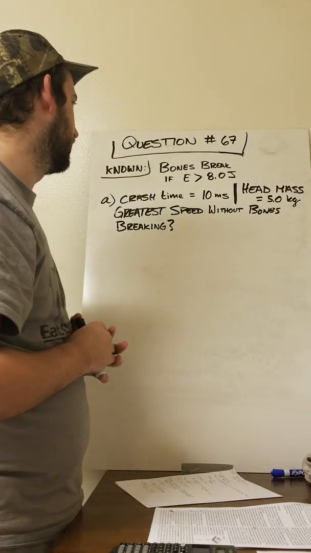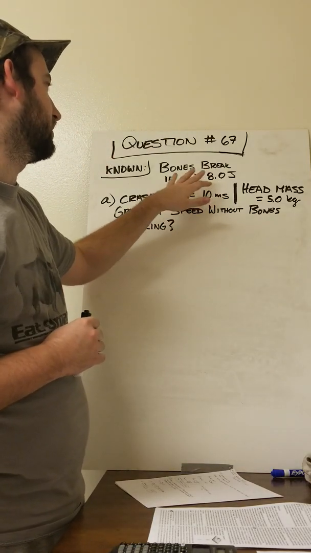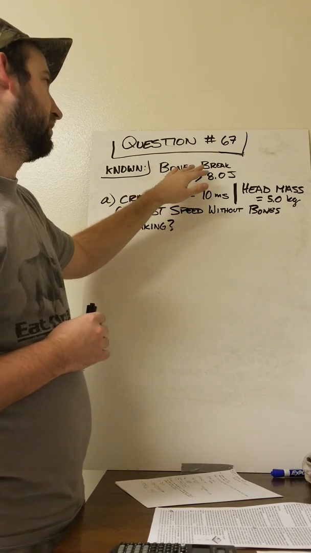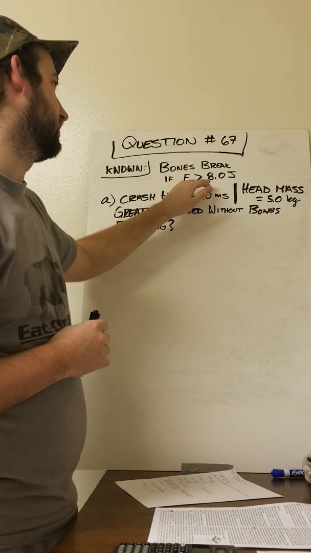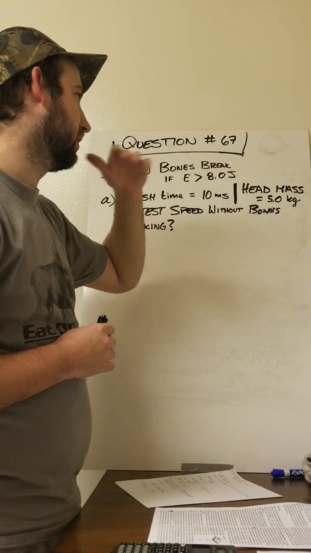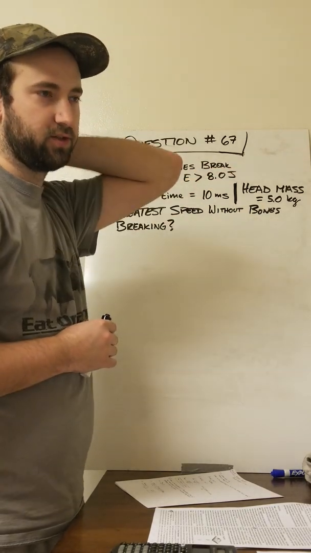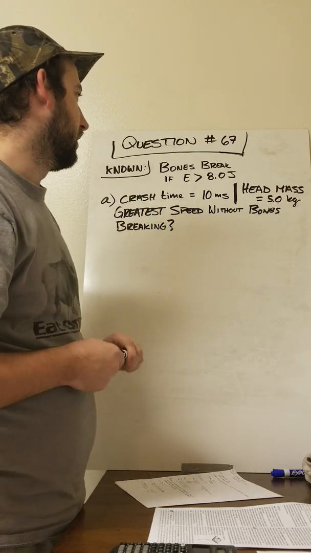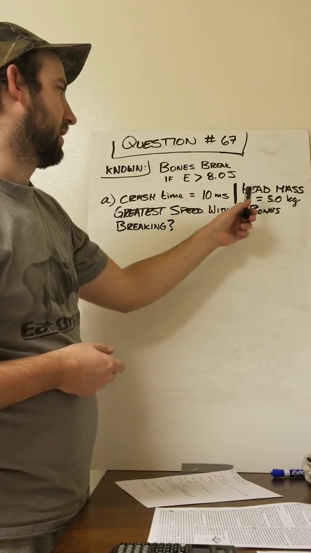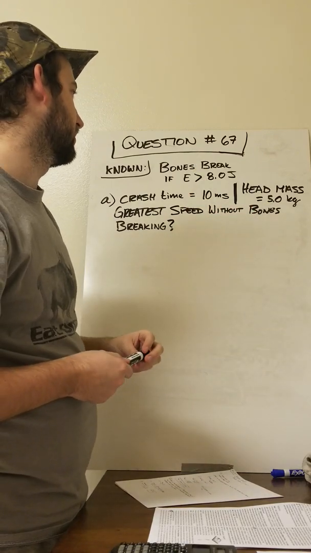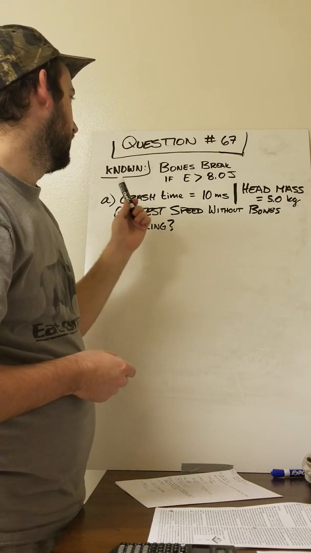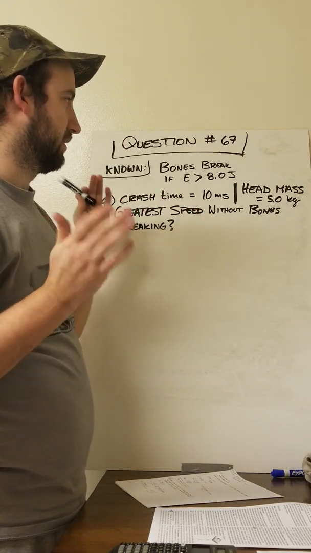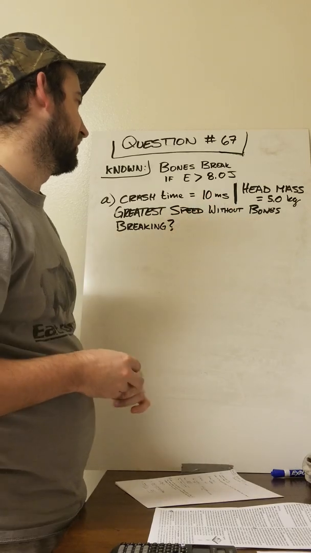First of all, it's given that bones in the neck will break if the energy on the neck is greater than 8 joules. It also gives us that the mass of the head is 5 kilograms and the crash time, so the time that this all takes place, is 10 milliseconds.